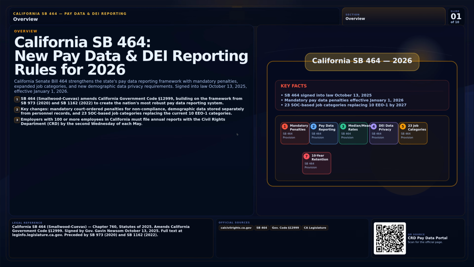First, penalties are now mandatory. Where courts previously had discretion and may impose penalties, SB 464 changes this to mandatory language. Courts shall impose penalties upon request from the Civil Rights Department.